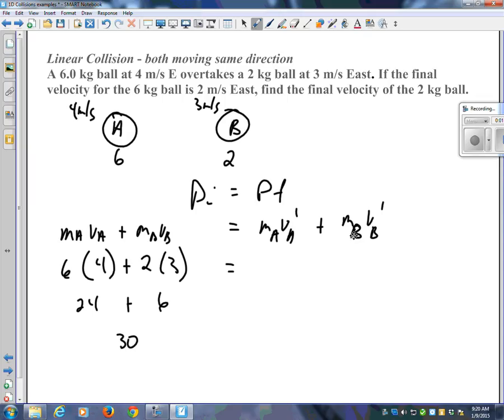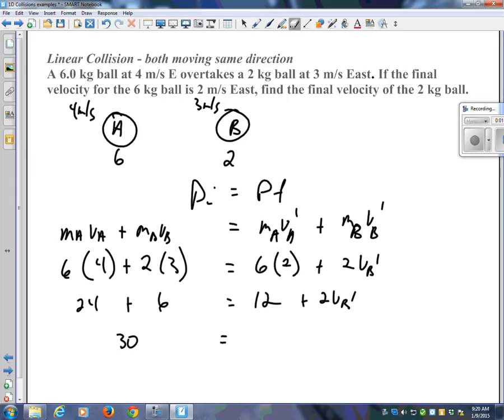Remember, the masses here are not changing, right? So that's going to be 6, and this is going to be 2. And the velocity of A after, make sure you've got it the right one. Yes, that becomes 2. And then this one is VB prime. So 12 plus 2VB prime.